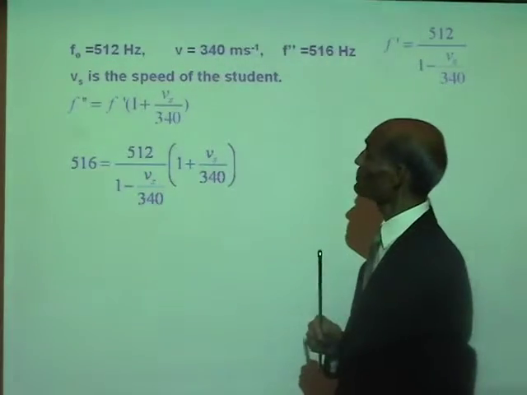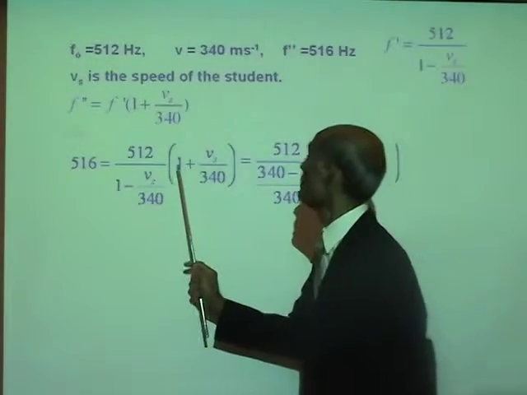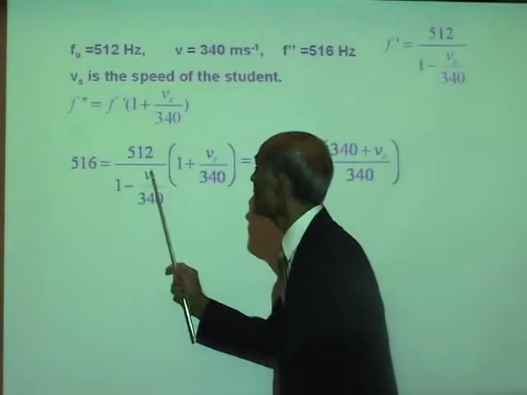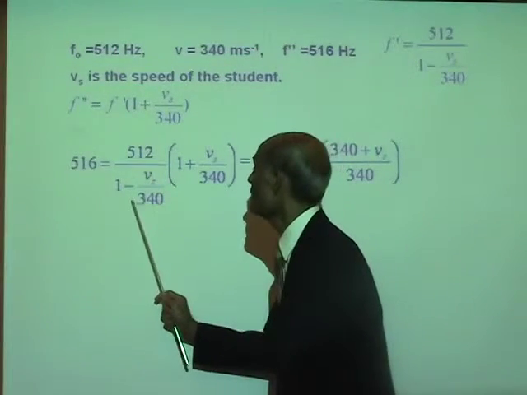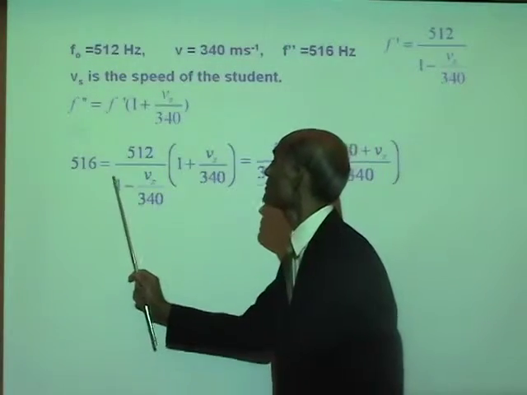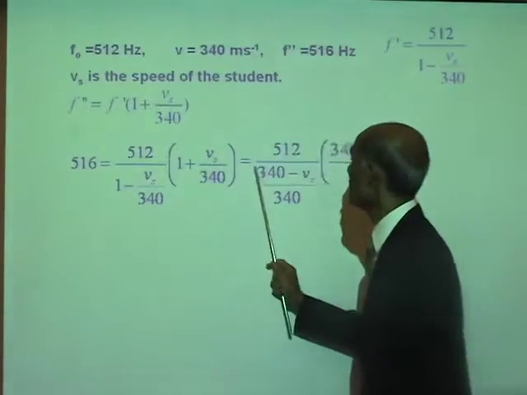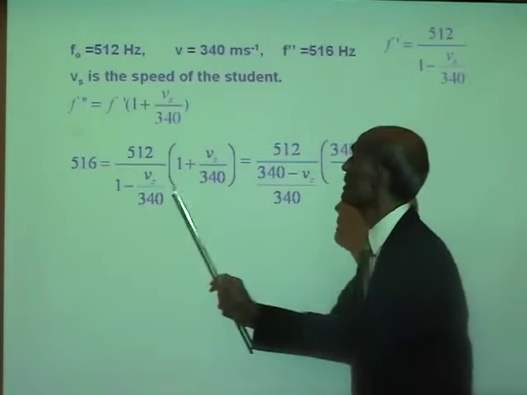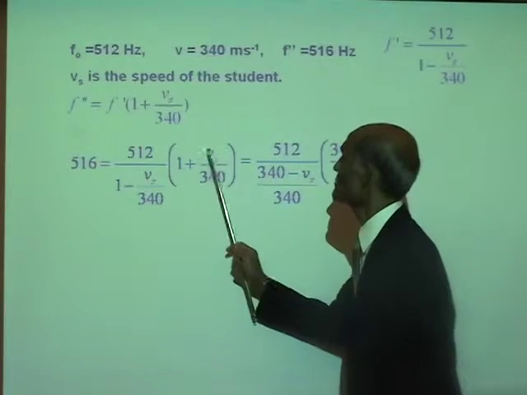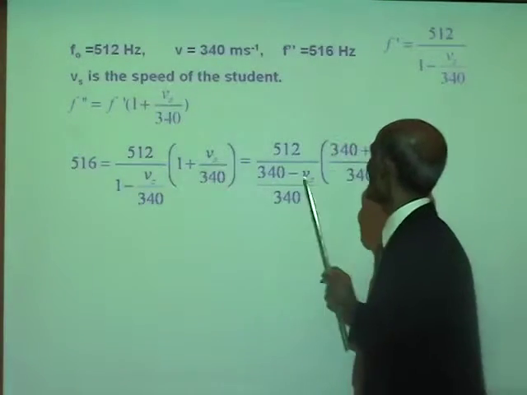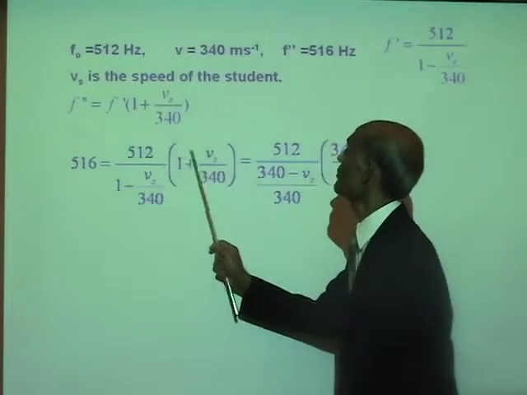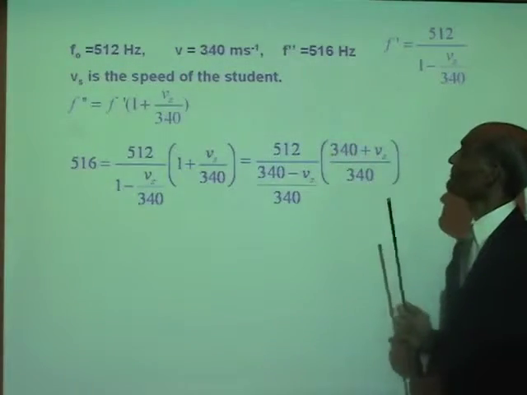I'm going to take you through the steps of solving this problem. The first thing is, take common denominator here, 1 minus Vs over 340. 340 is the common denominator, and that numerator now becomes 340 minus Vs. So this is the simplification of that. In a similar way, simplify inside this parenthesis. Take 340 as the common denominator, and then the numerator becomes 340 plus Vs.